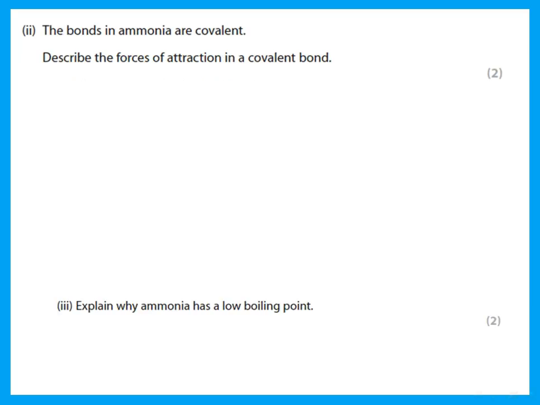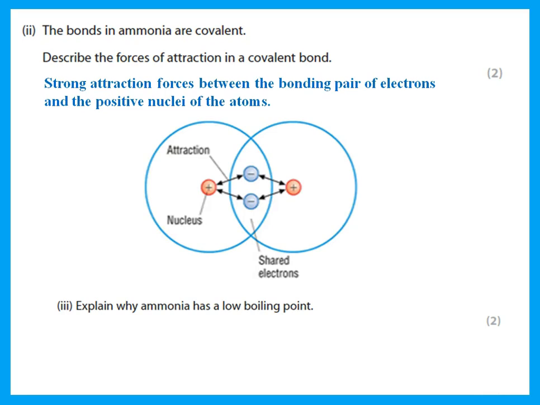The bonds in ammonia are covalent. Describe the forces of attraction in a covalent bond. If he says what is meant by a covalent bond, or what are the forces of attraction in a covalent bond, well, you have to remember it is the strong attraction forces between the bonding pair of electrons, so the electrons in the middle that we're trying to share, and the positive nuclei of each of the atoms. So I have a positive nucleus for each of these 2 atoms attracting the 2 electrons that we're trying to share. So it is strong attraction forces between the bonding pair of electrons and the positive nuclei of the atoms.